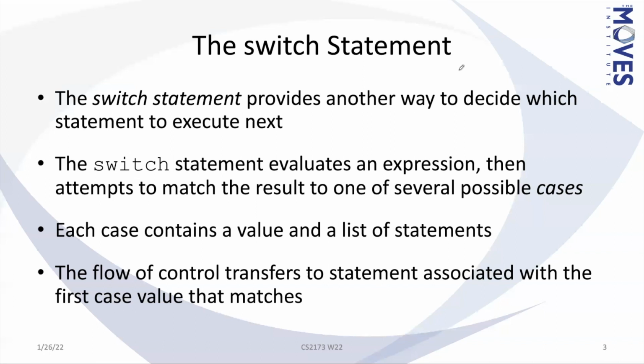Each possible case is a possible value and then a list of statements that will be executed if that value happens to be the result of the expression. And the idea is that the flow of control moves from the evaluation of the expression to the first case that matches. And then it keeps executing.